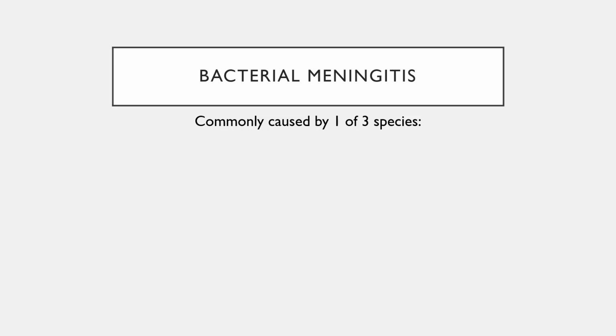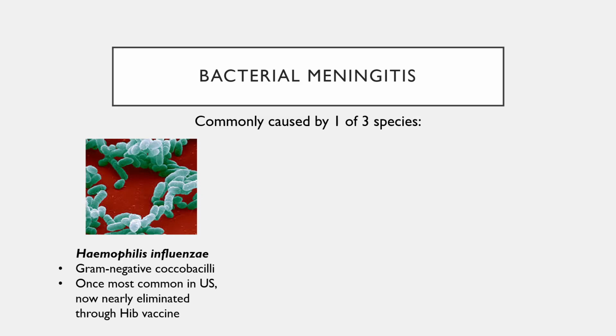First of which is Haemophilus influenzae. This is a gram-negative coccobacillus-shaped bacterium. It was once the most common in the United States, but now it is much less common because of the Hib vaccine, the Haemophilus influenzae serotype B vaccine that is given to protect particularly children from this strain of bacteria.